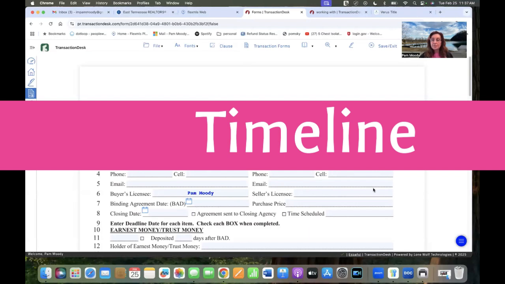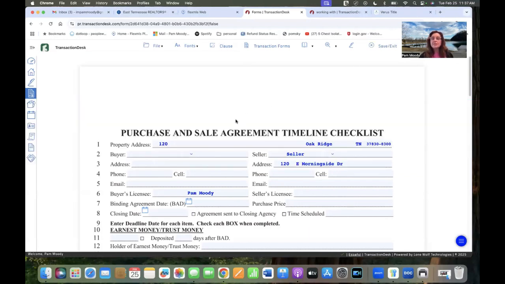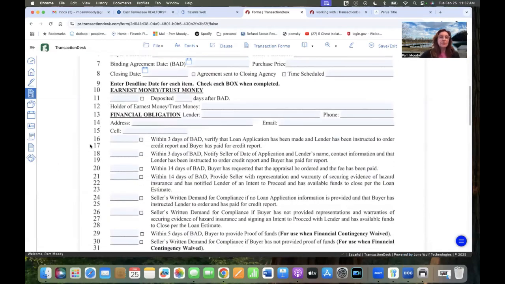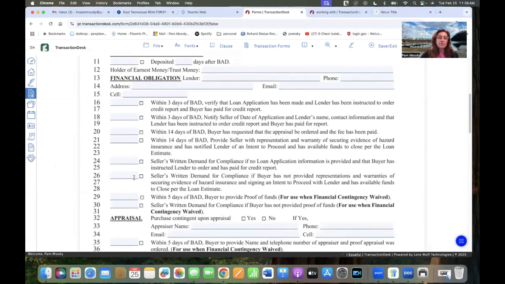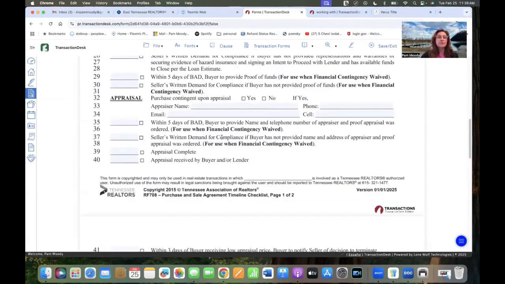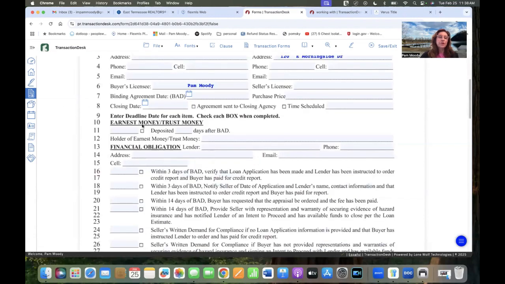Let's just real quickly, usually with a purchase and sale agreement, there's a timeline. I can give you this timeline if you're a first time buyer, and kind of give you, like, within 3 days of the binding agreement. So this gives you dates so that we know what to do. So a lot of times, here it is. Okay, so let's go through it. Earnest money, trust money has to be deposited by a certain time. I would give you where it's supposed to go.